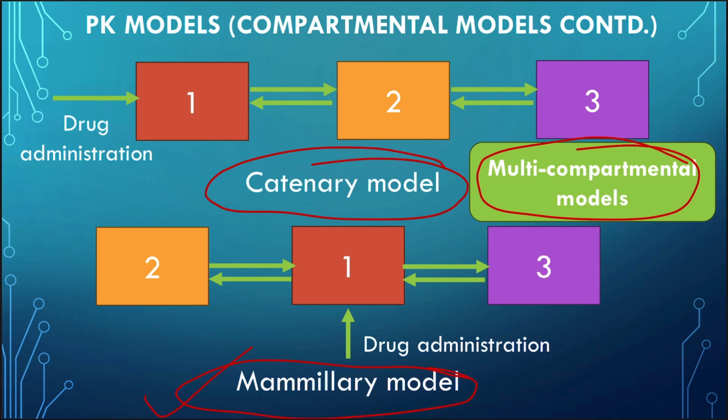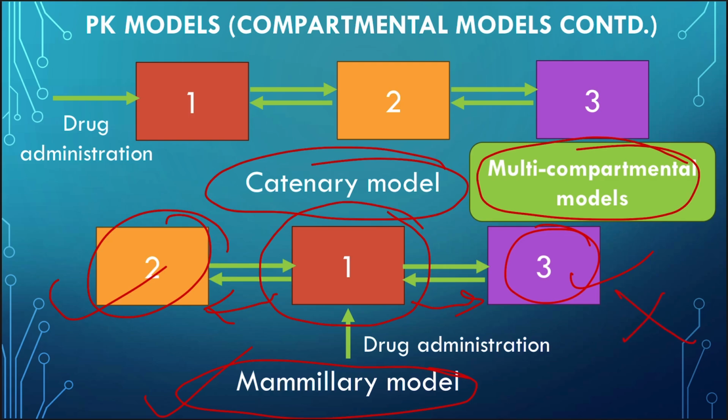As you can see here, in mammillary model there is a central compartment. Okay, from central compartment it will be going to two different peripheral compartments, and there will be equilibrium between the central compartment and each peripheral compartment, and these two peripheral compartments are not connected to each other. They will be only connected to the central compartment.